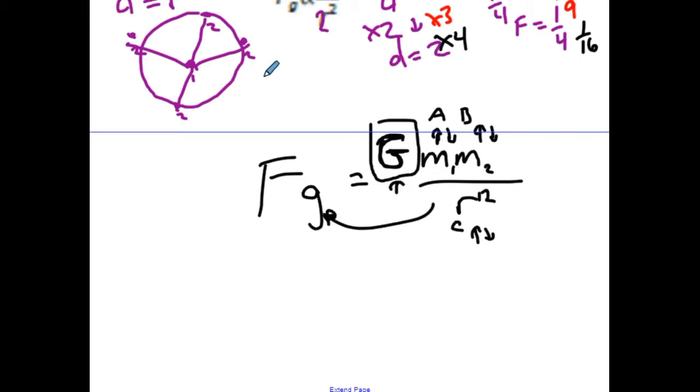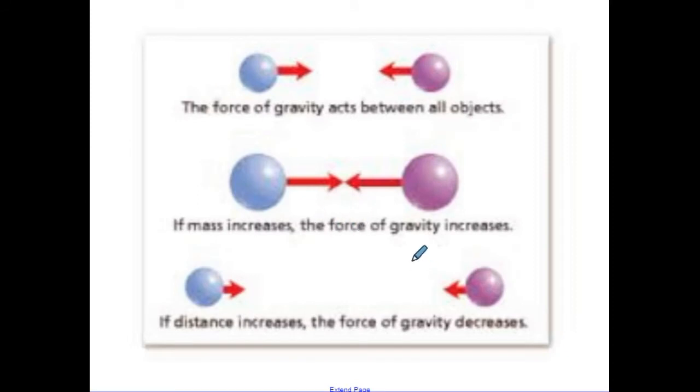Newton's struggle was trying to figure out what this constant is that I need to multiply by. Before I get to that, let's do a few more summary slides, and then we'll talk about how they solved this problem.